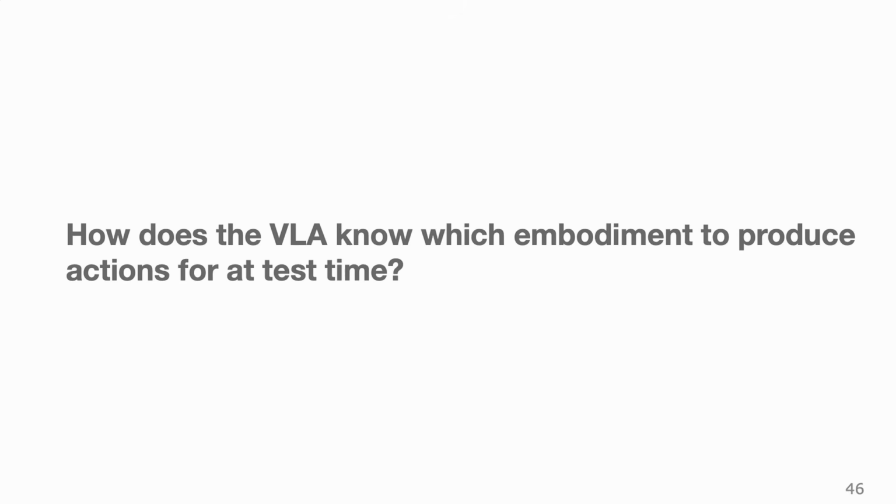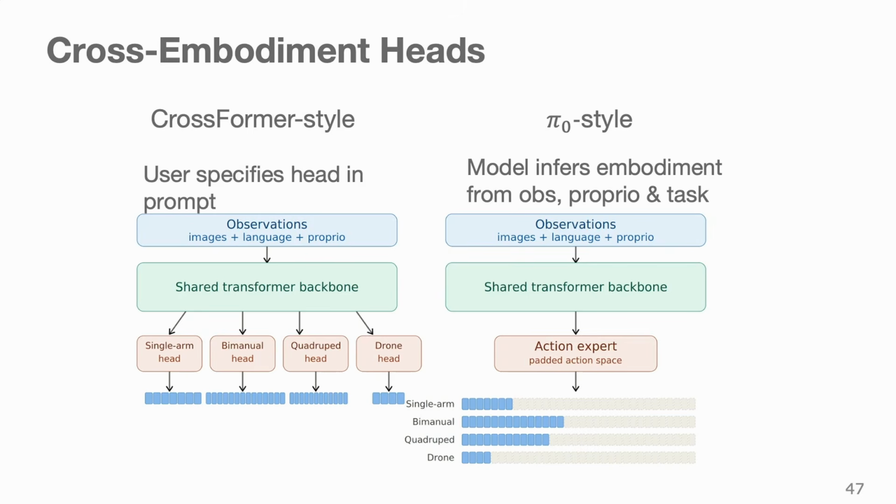Okay, so let's start with the CrossFormer. How does it work for multiple heads? Does the model infer which head you are controlling, or do you need to specify it to the model? Yeah, that's a good guess. So it's a mixture of all your responses.